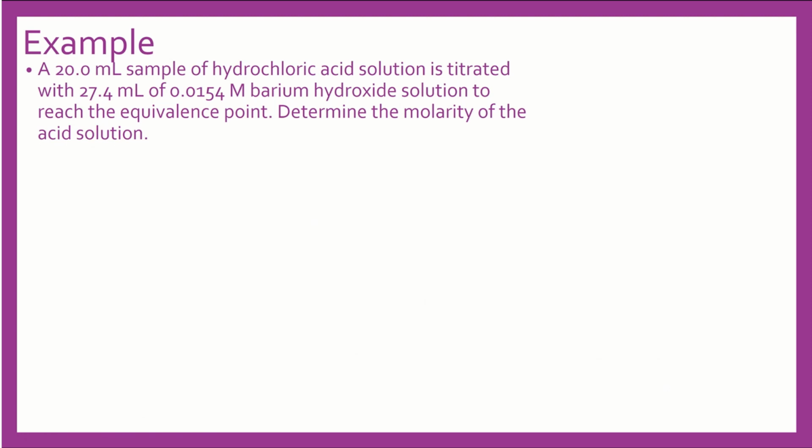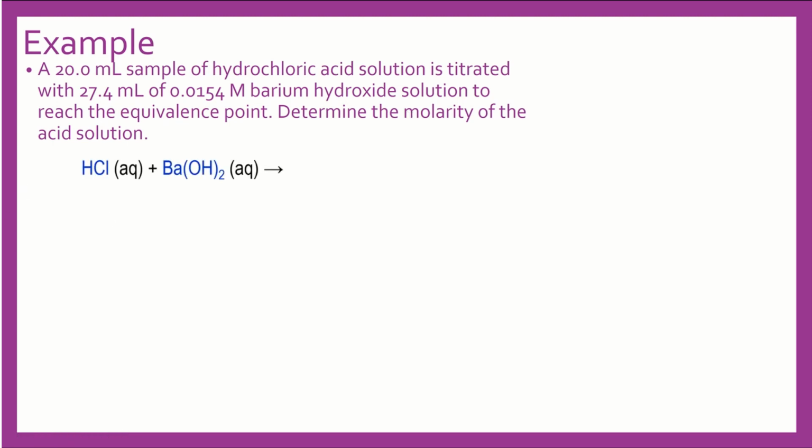All right, so how do we figure out then what our concentration of acid is? We know the concentration of base, and we need to figure out the concentration of acid. So here's an example. A 20 milliliter sample of hydrochloric acid solution is titrated with 27.4 milliliters of a 0.0154 molar, again, that's our molarity, barium hydroxide. So barium hydroxide is our base, and we're trying to reach the equivalence point. So it took 27.4 milliliters to reach that equivalence point. And we need to figure out the concentration of our acid.